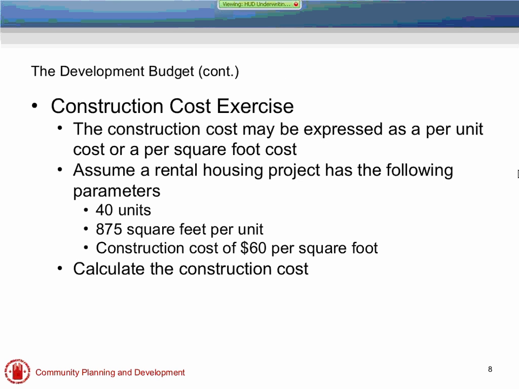So let's do an easy, quick exercise here for construction costs. Construction costs sometimes are expressed as a per unit cost, sometimes as a per square foot cost. So in this particular exercise, we're going to assume a rental housing project has the following parameters. We've got 40 units. They're all equal size, so it's probably a new construction project, 875 square feet per unit, and we're going to assume $60 per square foot. So go ahead and do the calculation.